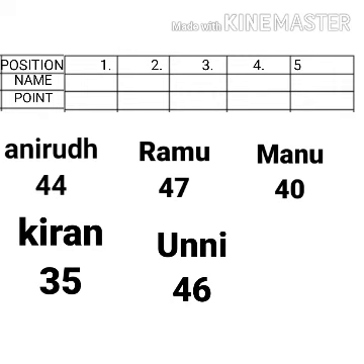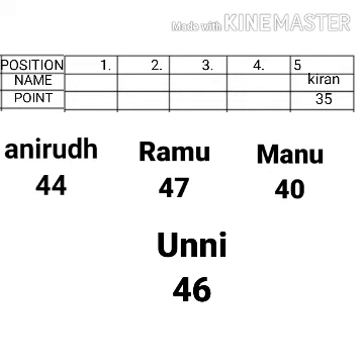Suppose you can see here, these are the friends who played with Unni. Who are they? Anirudh got 44 marks. Ramu got 47 marks. Manu got 40 marks. Kiran got 35 marks. And Unni got 46 marks. Now we want to identify who is the winner and who is the loser. Here Kiran got 35 marks and other marks are above 40. Okay. So Kiran is the loser. So Kiran is in the 5th rank.